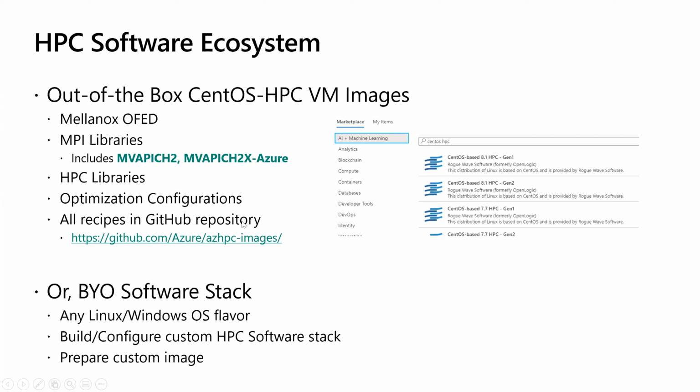If you refer to our GitHub repository, it has all the details. So that is one option. You can deploy out-of-the-box VM images, or you can bring your own software stack. You can pick any base VM image, and then build or configure your own HPC software stack. And if you want to deploy a lot of VMs based on that particular VM, you can just create a custom image out of it and then use that for later deployment. So you have complete flexibility.